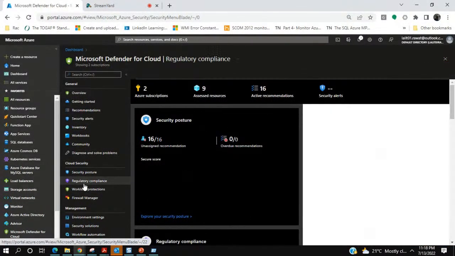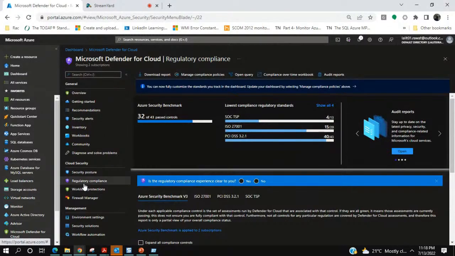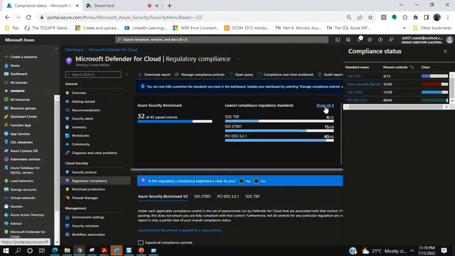Then if you come into regulatory compliance, how are you going to make sure your infrastructure is in a regulated environment? There are four parts of it: SOC, TPS, ISO 27001, and PCI DSS, and there would be one more, the Azure Security Benchmark. All of those things are there.